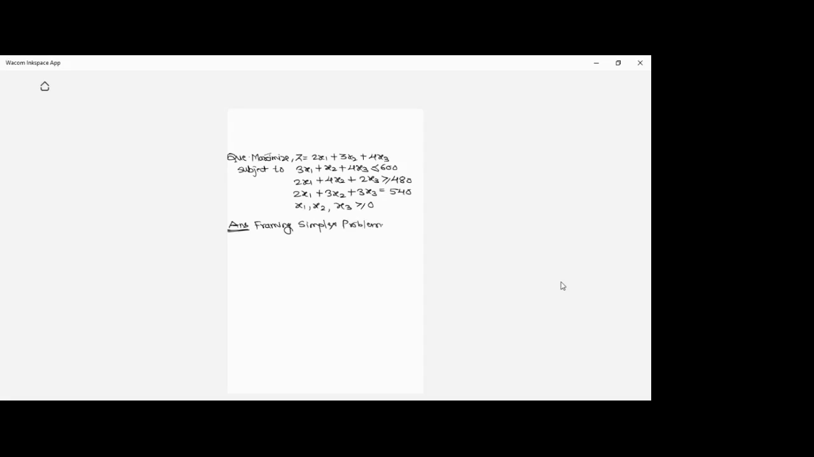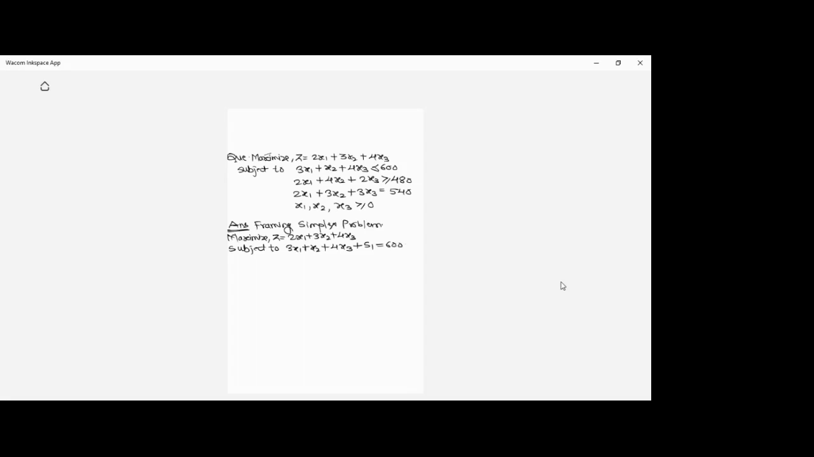So here we have the objective function as maximize z is equal to twice x1 plus thrice x2 plus 4x3 subject to. Now we have to remove the inequalities, right? For removing the inequalities, we'll have to use the slack variables and the artificial variables, right? So it is thrice of x1 plus x2 plus 4x3. Now here the inequality is less than or equal to, and for less than or equal to, we only add the slack variable, right? So plus s1 is equal to 600, right?